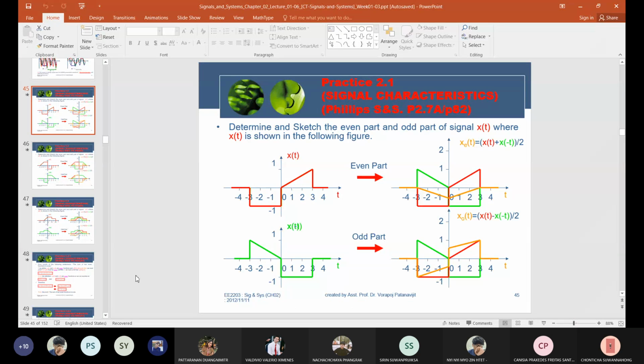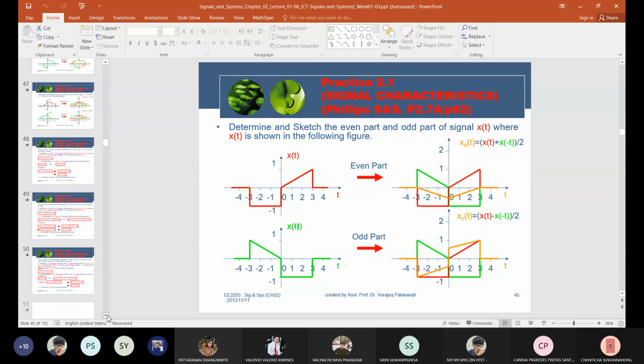Okay, wait a minute. It is for the solution of the even and the odd part.